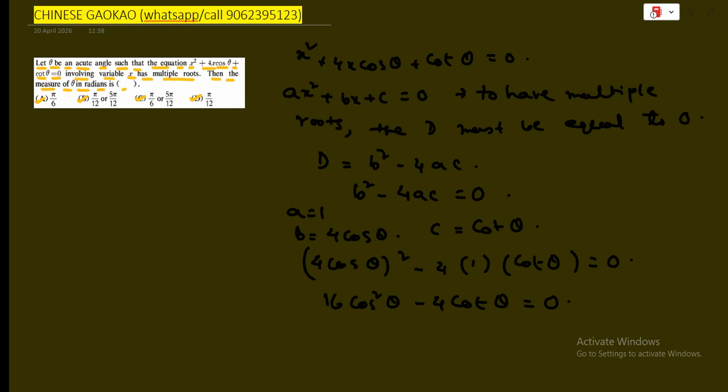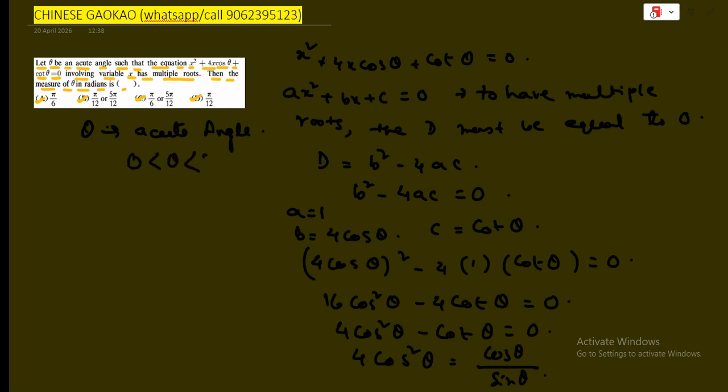Now divide the entire equation by 4. So we get 4 cos square theta minus cot theta equal to 0. So 4 cos square theta will be equal to cos theta by sin theta. Right? Now since theta is an acute angle, that means 0 less than theta less than pi by 2, we know that cos theta not equals to 0, and we can safely divide both sides by cos theta. So 4 cos theta is equal to 1 by sin theta. So we can say 4 cos theta sin theta is 1.